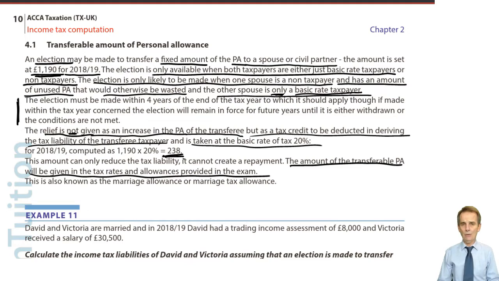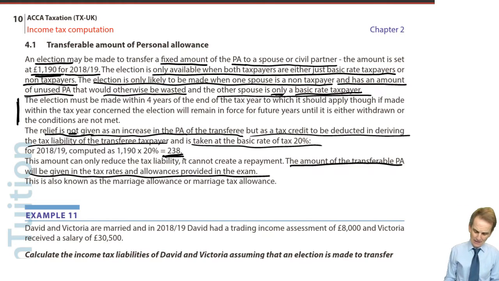Now that's good news for the spouses. The unused personal allowance, however much of it there may have been, was going to be wasted if the individual has a low level of income and has unused personal allowance. In this way, some £238 worth of tax credit can be transferred from the spouse who had an otherwise unused personal allowance and given to the spouse who was otherwise a basic rate taxpayer. Again, it's the only likely situation you'll see this in: from a non-taxpayer spouse to a basic rate taxpayer spouse. It cannot go to a higher rate or additional rate, only to a basic rate taxpayer spouse.